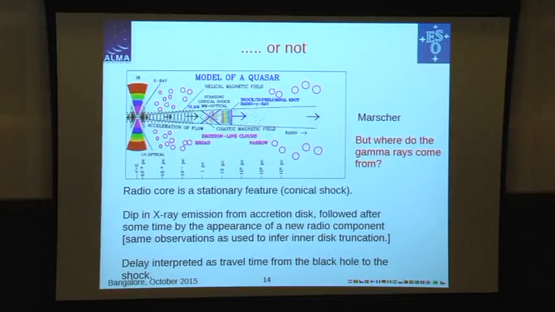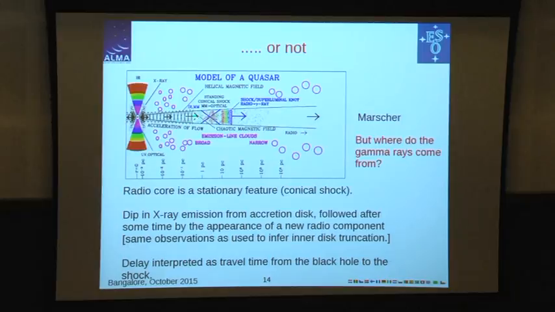Or not. So this is a different way of looking at things. This is back to a situation which was motivated by 3C120 from Alan Marscher's work a long time ago, the same observations as I was showing you earlier. What you see is a dip in the X-rays, and then somewhat later a component is ejected. Alan Marscher's point of view is that you see that component only when it reaches a shock here, a standing conical shock.